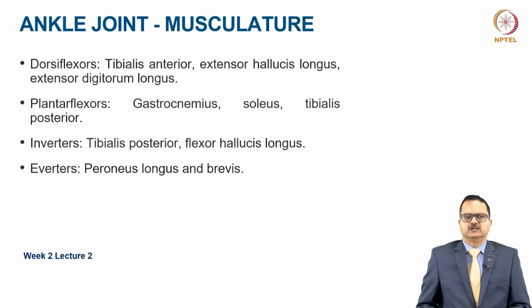The muscles around the ankle joint are: the main dorsiflexors are the tibialis anterior, the extensor hallucis longus, and the extensor digitorum longus. The main plantar flexors are the gastrocnemius, the soleus, and the tibialis posterior. The inverters are the tibialis posterior and the flexor hallucis longus. The everters are the peroneus longus and peroneus brevis.